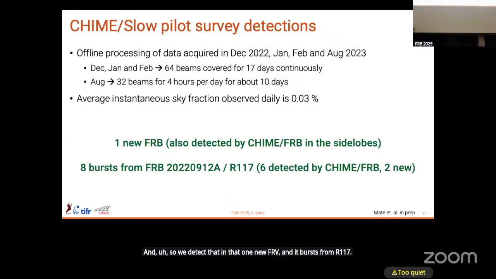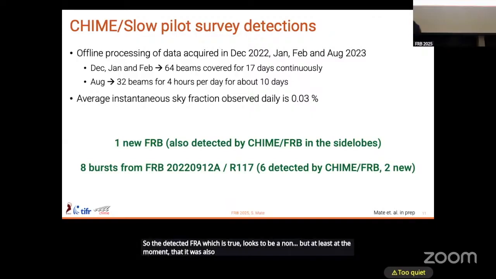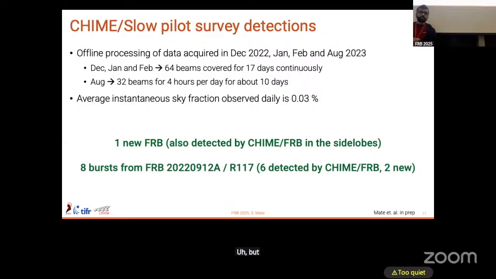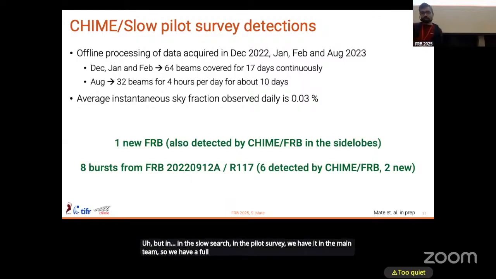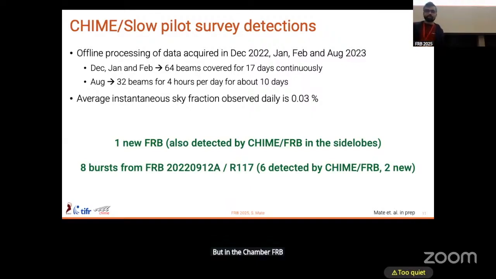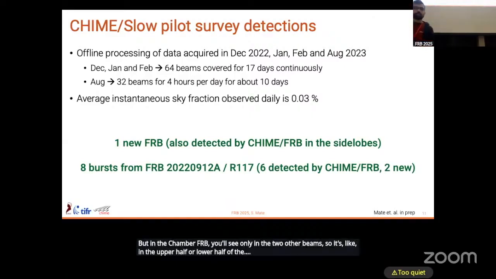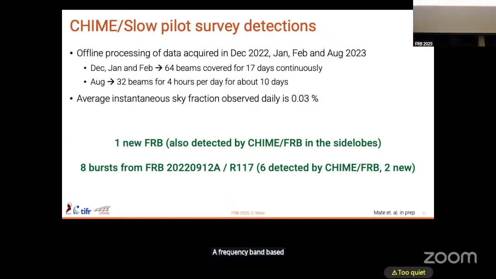The detected FRB, which looks to be a non-repeater at least at the moment, was also detected by CHIME FRB in the side lobes. But in the slow search, in the pilot survey, we have it in the main beam. So it's a full broadband burst, as I show. But in CHIME FRB, you'll see it only in two other beams, so it's in the upper half or lower half of the frequency band.